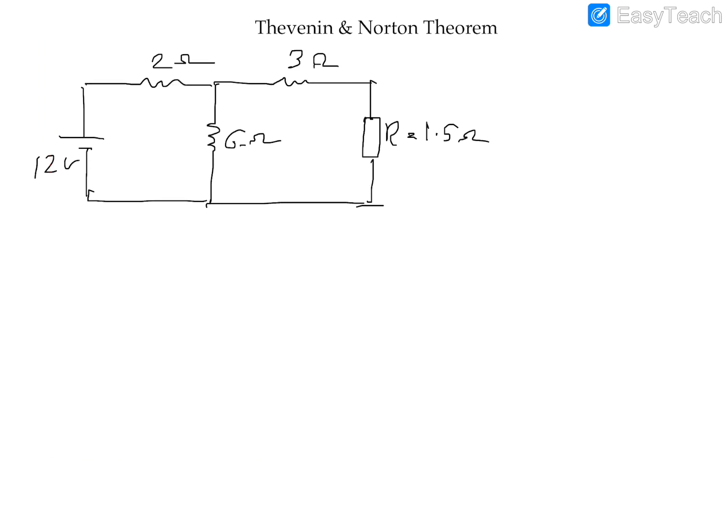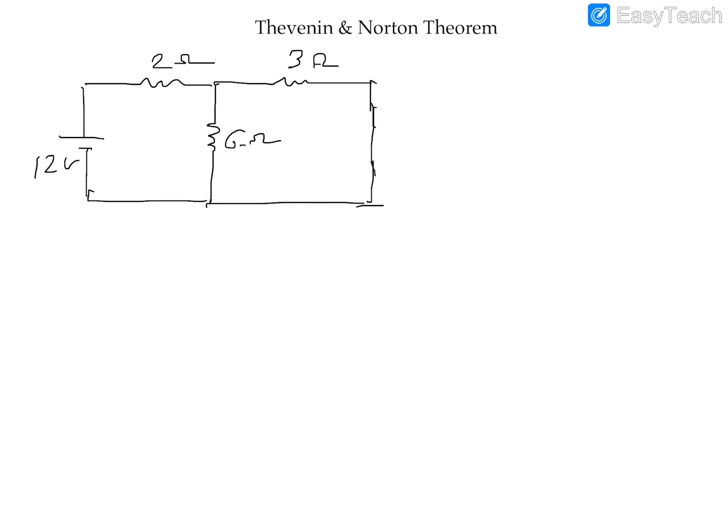Alright, so let's go ahead and find our Norton's current. So if you remember, in finding the Thevenin's voltage, the first step was to remove the load resistor, right? So we're going to do the same thing in finding the Norton's circuit. But this time, we're going to remove the load resistor and we're going to short it. Alright, that was really messy. Let me redo that. So we're going to short it.